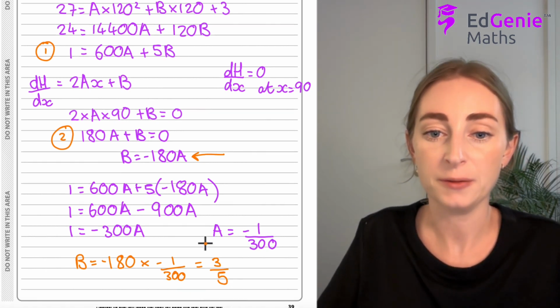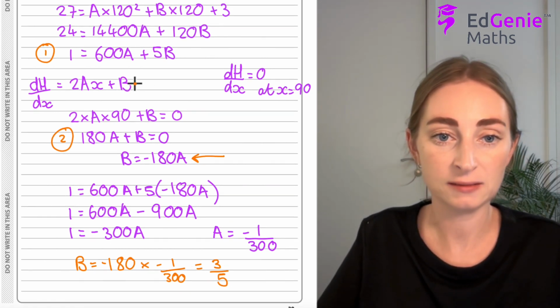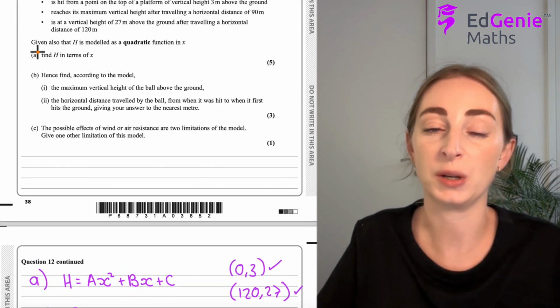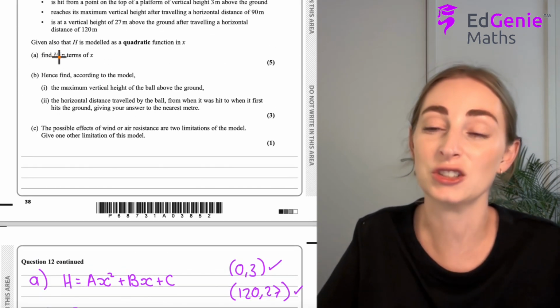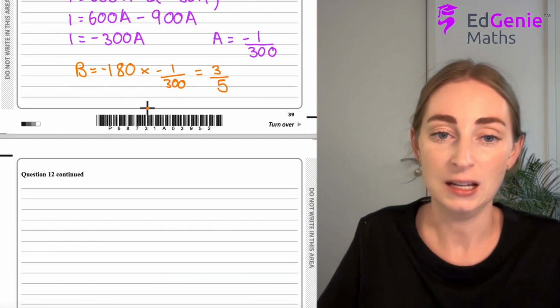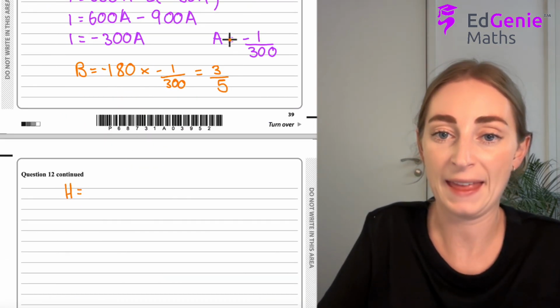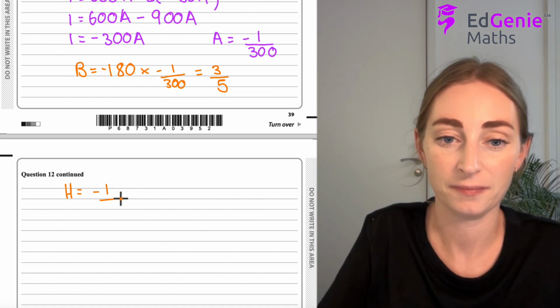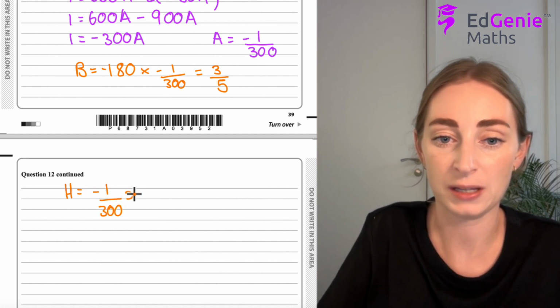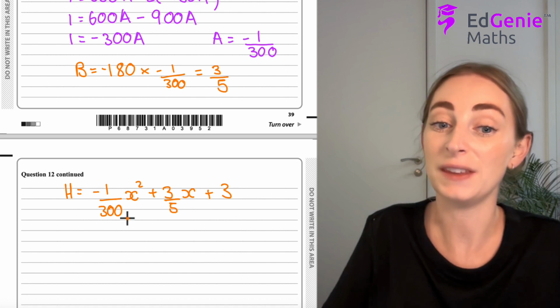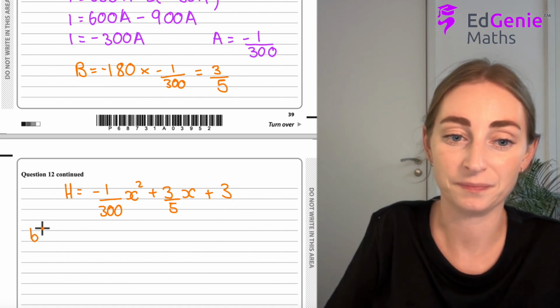So we've got A, we've got B, we've got C somewhere up here. Now we need to make sure we actually do what the question says, which is find h in terms of x. So all we need to do is write h equals ax squared plus bx plus c, which was 3. So this is our final answer.